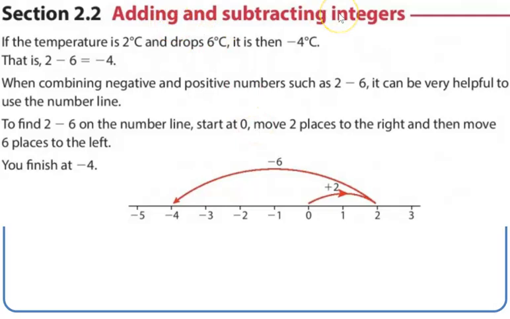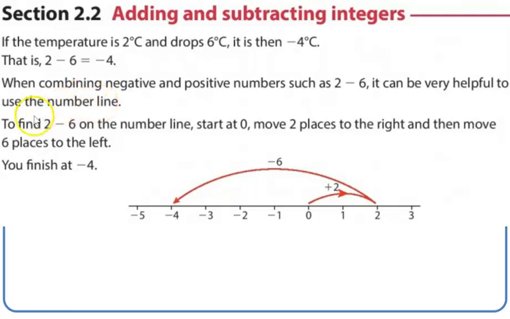Adding and subtracting integers. If the temperature is 2 degrees Celsius and drops 6 degrees Celsius, then it is minus 4 degrees Celsius. That is 2 minus 6 is equal to minus 4. So 2 minus 6 is equal to minus 4. When combining negative and positive numbers such as 2 minus 6, it can be very helpful to use the number line.